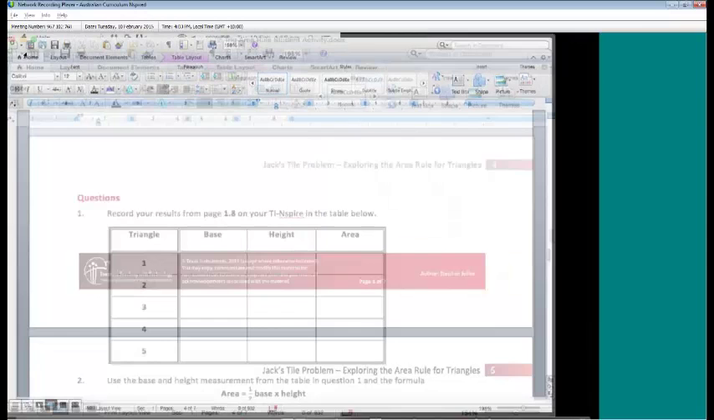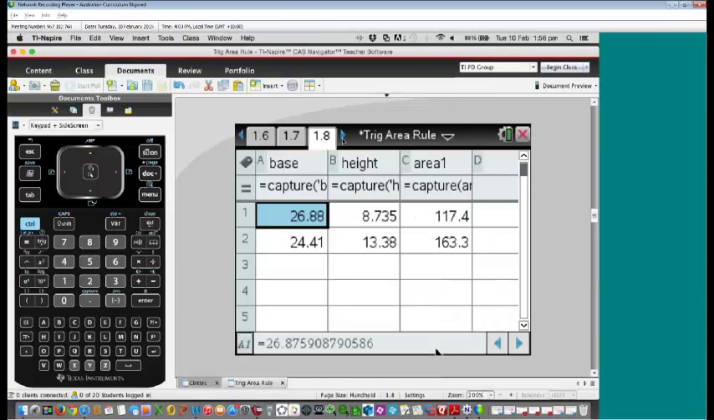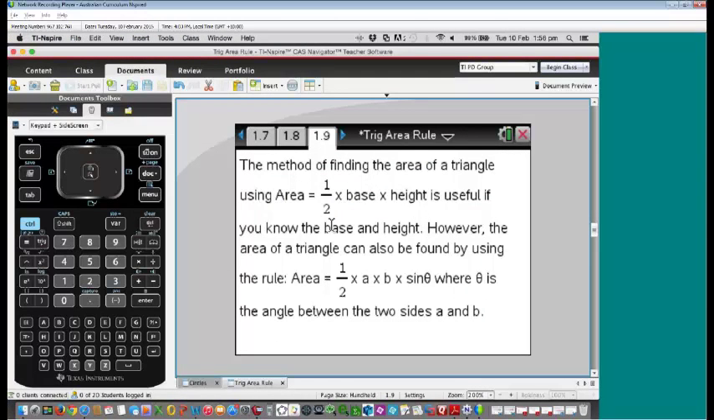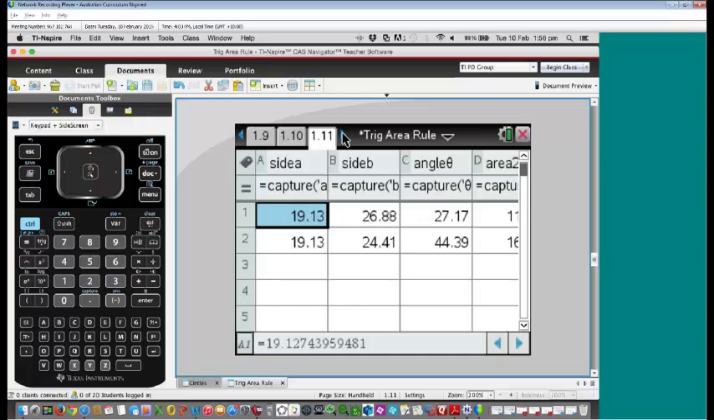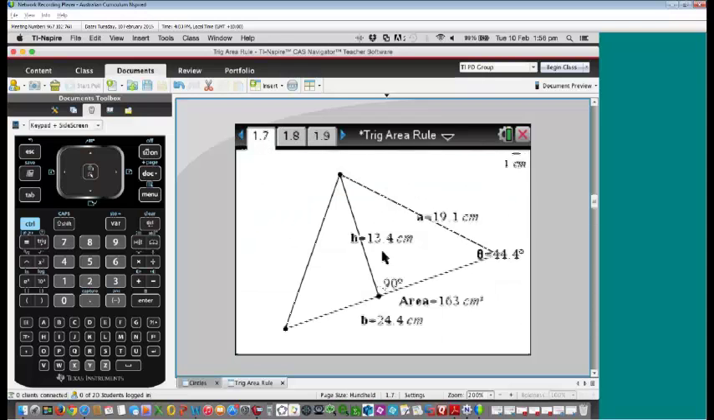Then they can move on and start looking at, well, what happens if it's not a right angle, a triangle that has a base and a height? So what about if it's something that might have 2 sides and an angle? So again, students can go through, have a look at the information that's provided to them. It talks about this half A times B times sine theta rule. Again, the students are given a triangle, which was back here on the 1.7.